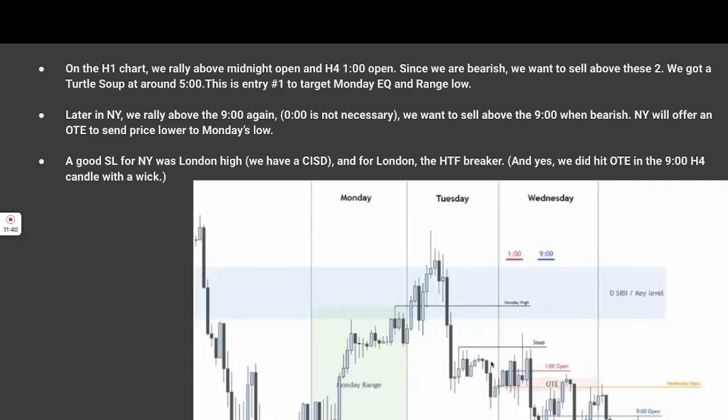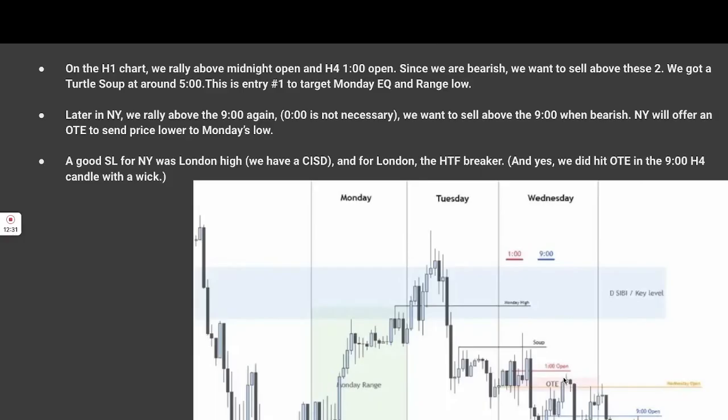This is Monday's candle, this is Tuesday's candle, this is Wednesday's candle. Monday formed the range. Tuesday formed the turtle soup on the higher time frame. Monday's range high closed back inside, wicked on the higher time frame. Wednesday's price opened above 1 a.m.'s 4-hour candle, turtle souping a high, enter short, targeting the equilibrium of Monday's range, and then the opposing end of Monday's range.